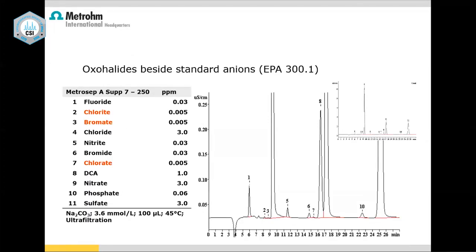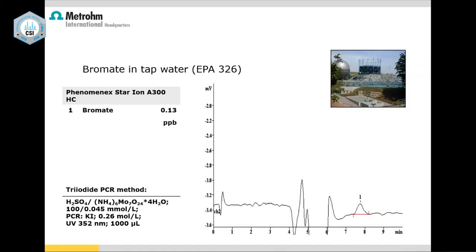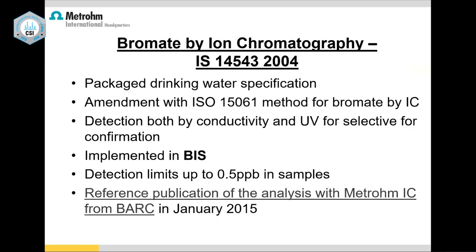Then EPA 300.1 says you have to monitor chloride, bromate, and fluoride under 5 ppb. That is possible along with other ions. You can see the separation of bromate with high amounts of chloride. So why do we have to monitor bromate? Because bromate is a known carcinogen. During ozonation of source water, bromide gets converted to bromate, which is carcinogenic, and the WHO guideline is 10 ppb. In tap water we can even go down to 0.13 ppb, but this is with photometric detection. Of course, we can do it by conductivity also.